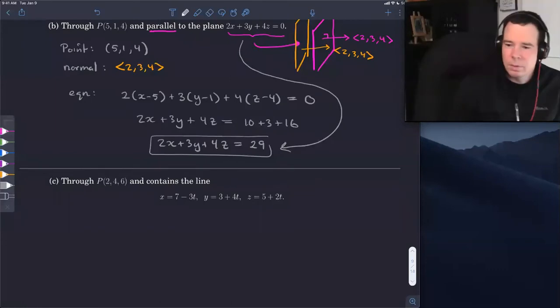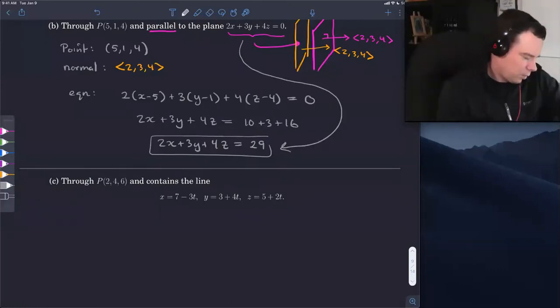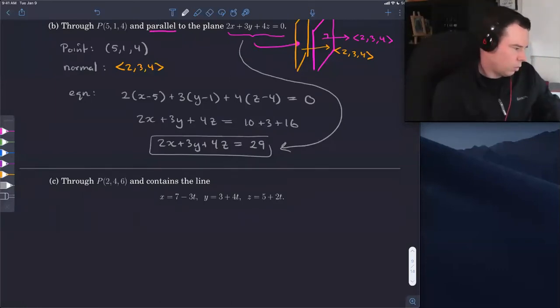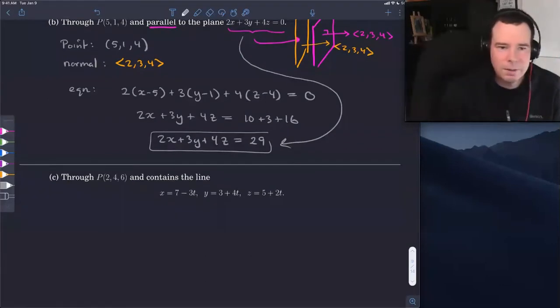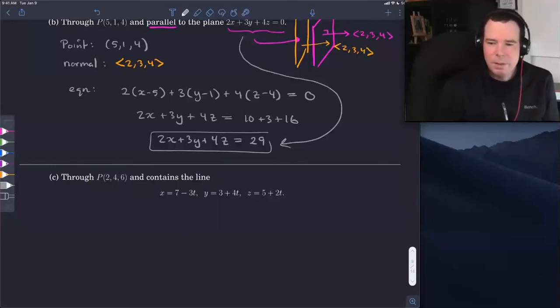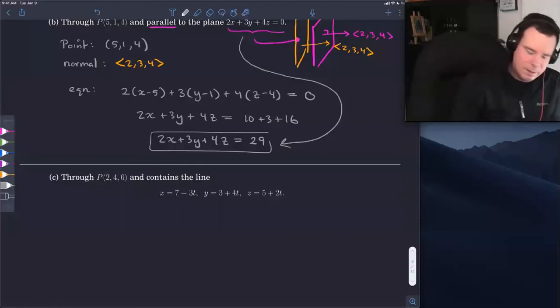All right, so that's a couple of examples using our normal vectors. Now let's bring the lines into the mix here. Suppose I have a plane that I want to pass through the point (2, 4, 6), and I want it to contain this line.